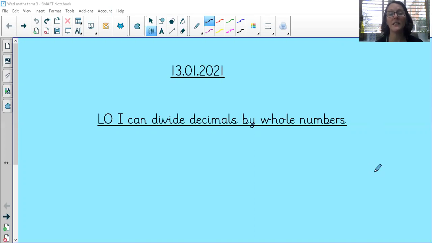So today we're dividing decimals by whole numbers. You're going to need some paper and something to write with. Once you've got that, you can pause the video and write the LO and the date on your paper, and then we'll begin.